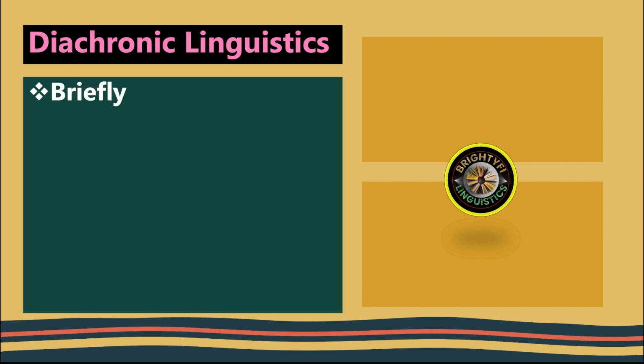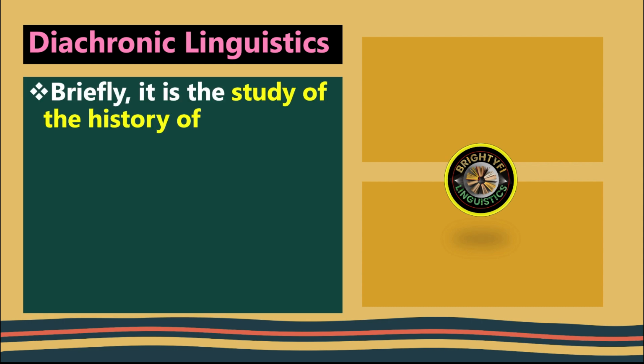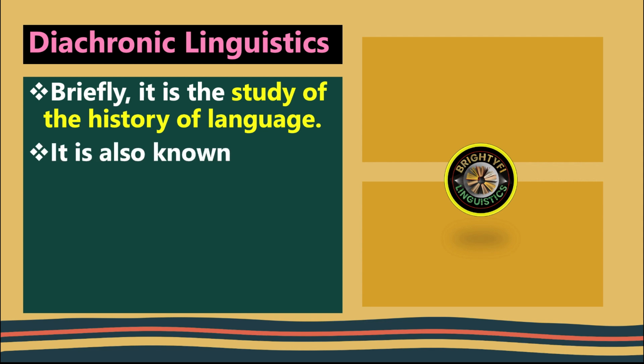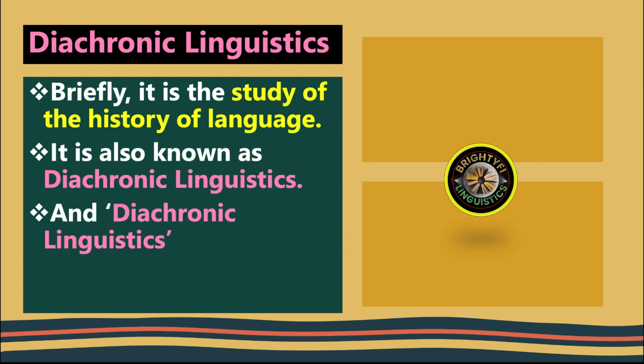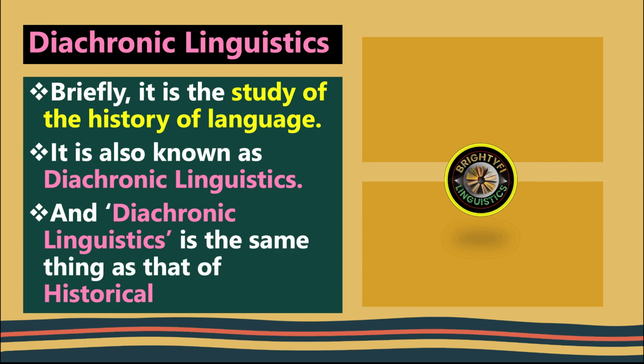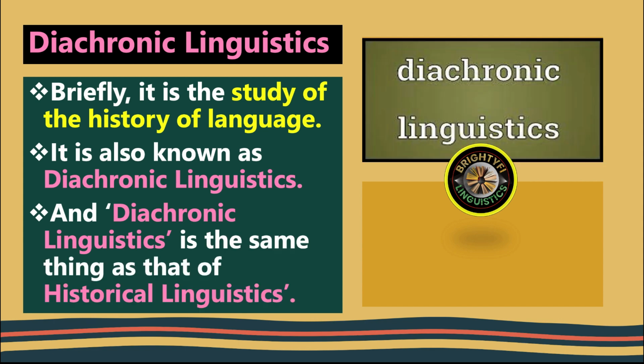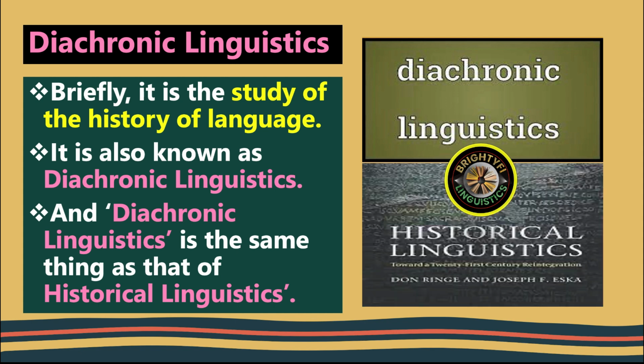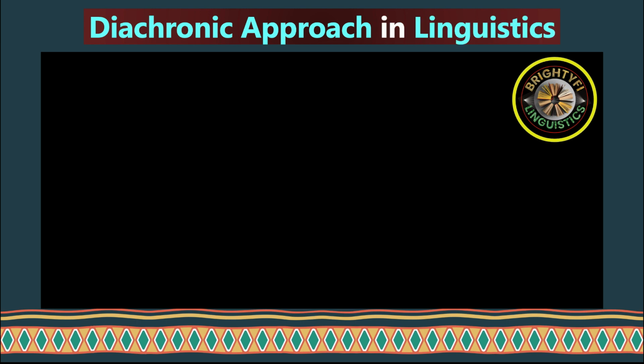Diachronic linguistics. Briefly, it is the study of the history of language. It is also known as diachronic linguistics, and diachronic linguistics is the same thing as historical linguistics. We can see diachronic linguistics is equal to historical linguistics.